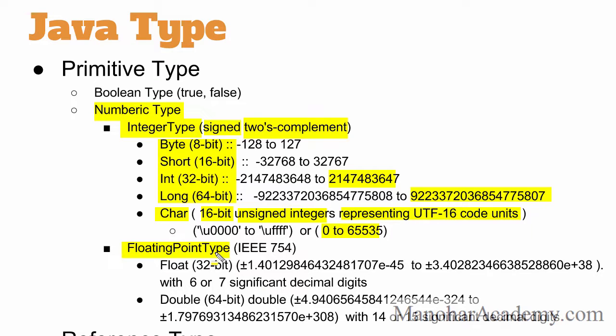Coming to floating point types, they follow IEEE 754 standards and they are of two types: float, which is single precision, and double, which is double precision. Their range is specified here. Also we know that float only has 6 or 7 significant decimal digits. If you need to represent a number, a financial figure around 2 billion, the float won't be sufficient because it cannot accurately store that number. We will go for double because it has more significant decimal digits.